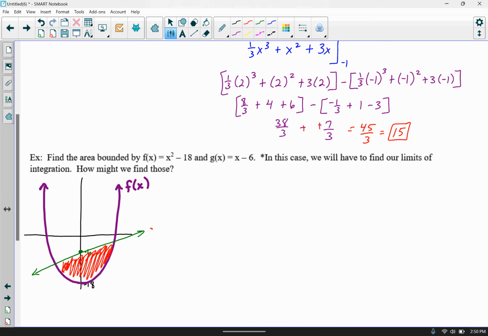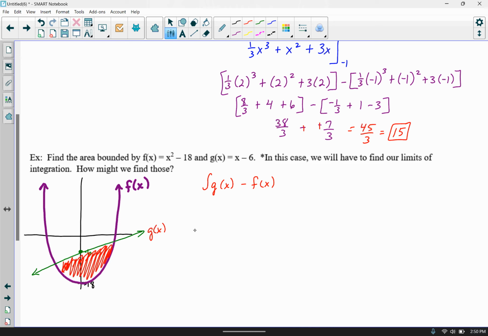Top curve minus the bottom curve. So again, in this curve, I've got my g of x function minus my f of x, because the g of x is on top there. Now, the only thing that hasn't happened here is that I haven't given you what your limits of integration are.